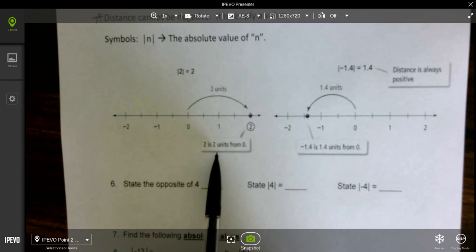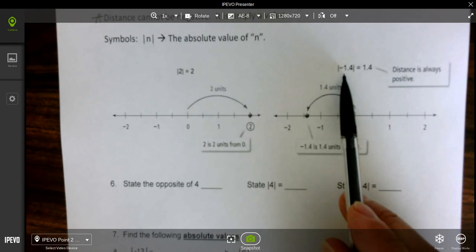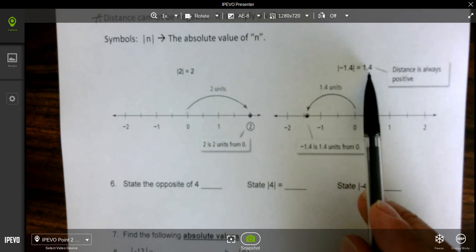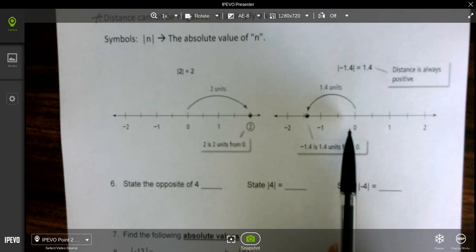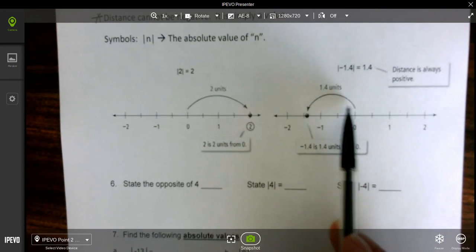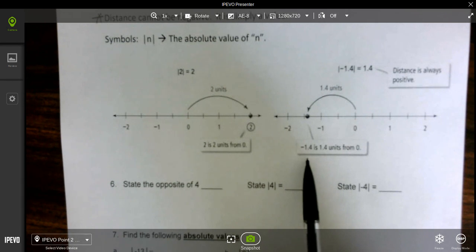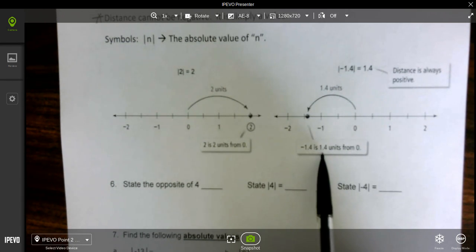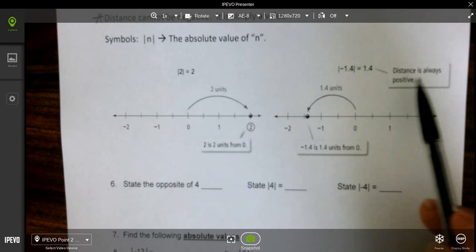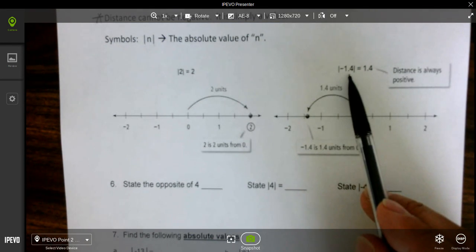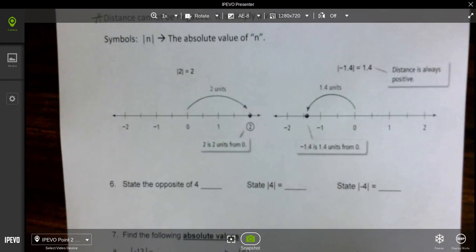because the number 2 is 2 units away from 0 on the number line. In this example, the number inside of the bars is -1 4/10. The absolute value of -1 4/10 is 1 4/10 because we can see this time it's 1 4/10 units to the left of 0 on the number line. Okay, -1 4/10 is 1 4/10 units from 0. Distance is always positive. The absolute value of -1 4/10 is 1 4/10.